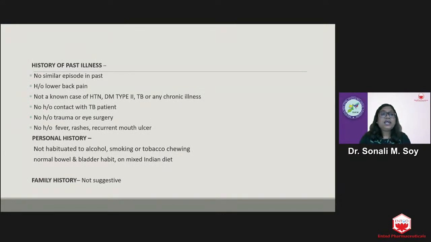In history of past illness, there was no similar episode in past, but he has a history of lower back pain on and off. He was not a known case of hypertension, diabetes mellitus, TB, or any chronic illness. He has no history of contact with any TB patient, no history of trauma or any ocular surgery, no history of fever, rashes, or any recurrent mouth ulcer. Personal history: he was not habituated to alcohol, tobacco, or smoking. He has normal bowel bladder habit and he was on mixed Indian diet. Family history was not suggestive.